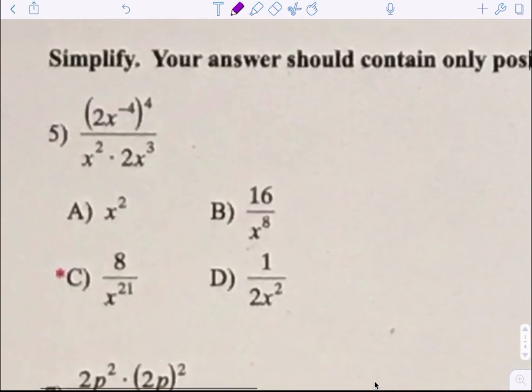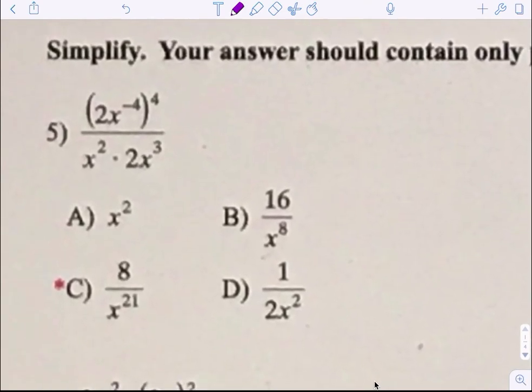Alright, number 5. Here are your guys' exponent rules. So this has a power of 1. So when it's a power raised to a power, you distribute this to both. 2 to the 4th and x to the negative 16. Okay, on the bottom, if you guys have multiplication, that means you guys have to add your exponents with the ones that have a common base.